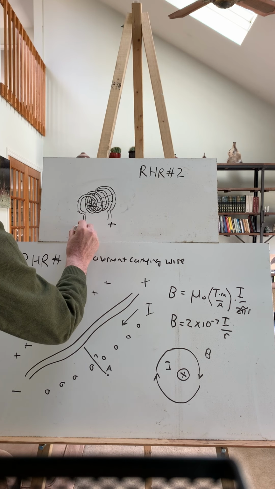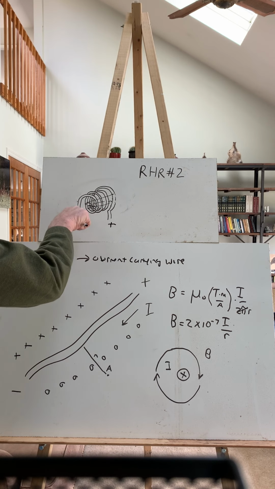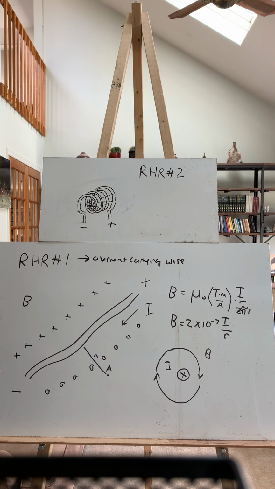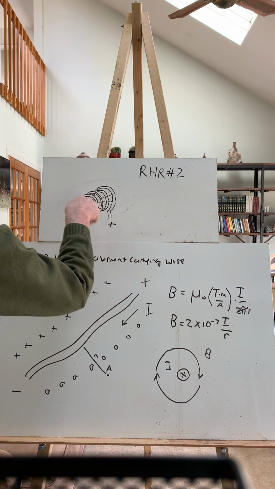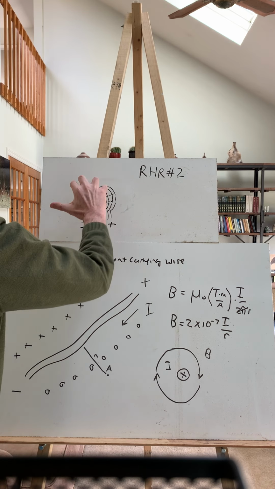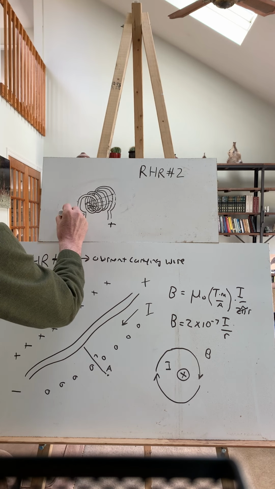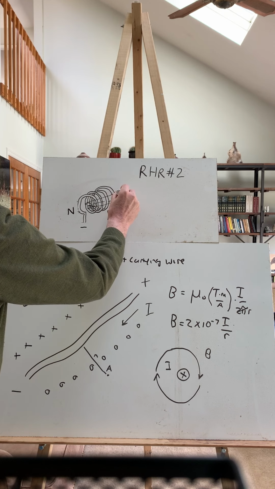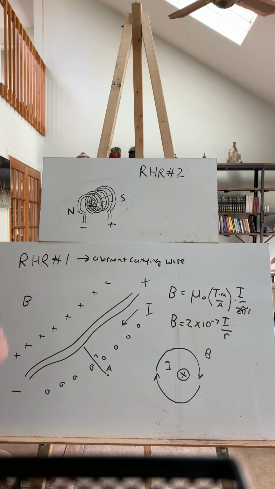I'm going to put a positive and a negative terminal here, and we can see the current is going to loop like that physically around it. So our right-hand rule simply says, curl your hands in the direction that the current is looping physically, and your thumb points to the north pole of that electromagnet. So it would be north and south, and the field goes in loops around like that.